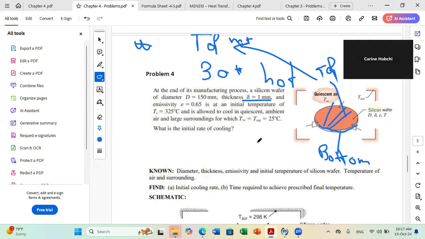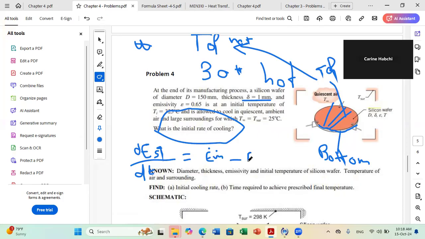Now, what do they want us to calculate? They want to calculate the initial rate of cooling. Rate of cooling is the variation of temperature with time. So we need to do the energy balance for this body. So we say that the derivative of energy stored with respect to time, we use first the general equation and we simplify it, is E dot in minus E dot out plus E dot generation. Now we simplify. No generation, no E dot in, so these two will cancel out.